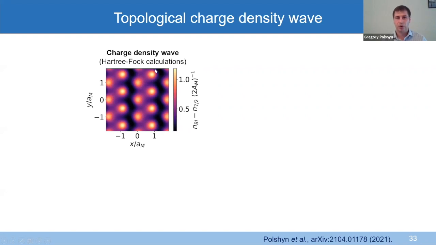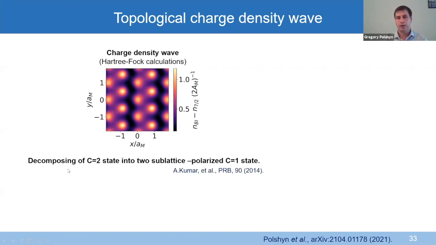So the corresponding ground state, and here you can see essentially the density in real space, is a commensurate charge density wave. So it breaks rotational C3 symmetry, but also it doubles the unit cell area. So how can we understand such a state?